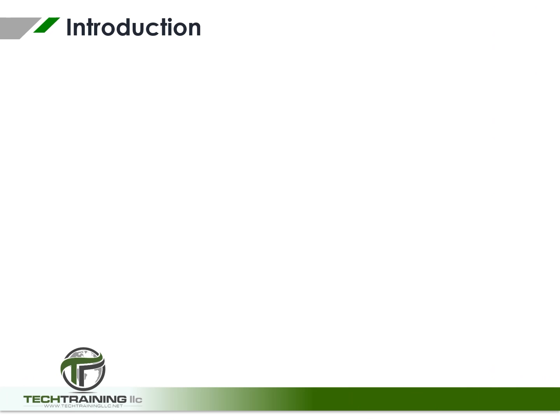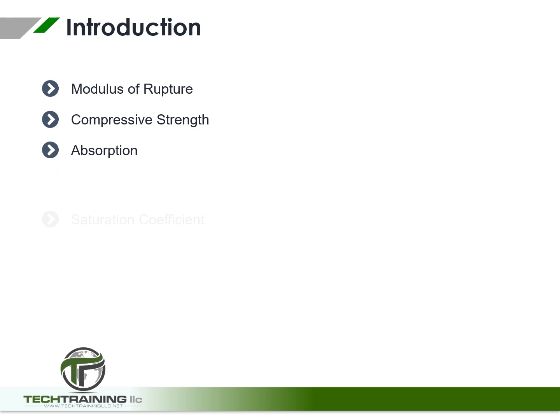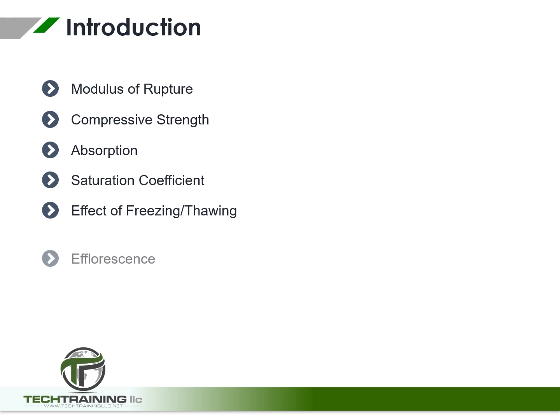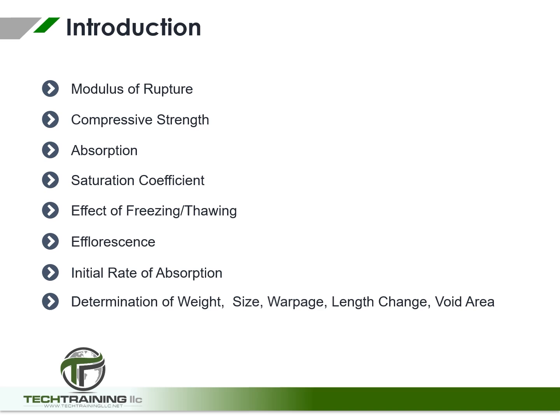The sampling and preparation procedures used in this standard are to prepare samples for the following tests: modulus of rupture, compressive strength, absorption, saturation coefficient, effect of freezing and thawing, efflorescence, initial rate of absorption, determination of weight, size, warpage, length change, and void area. However, since Masonry certification programs only cover the field portion of this standard, we will focus on the specimen sampling and preparation procedures of ASTM C67.